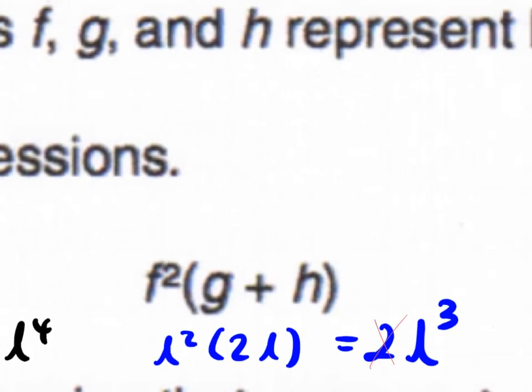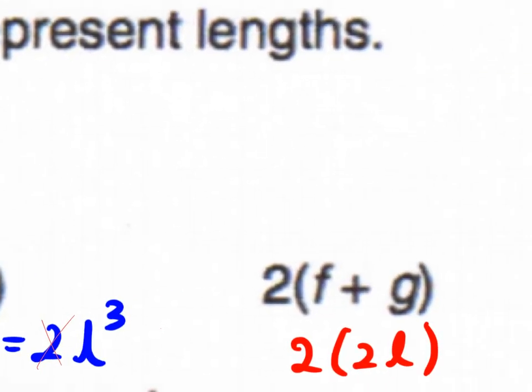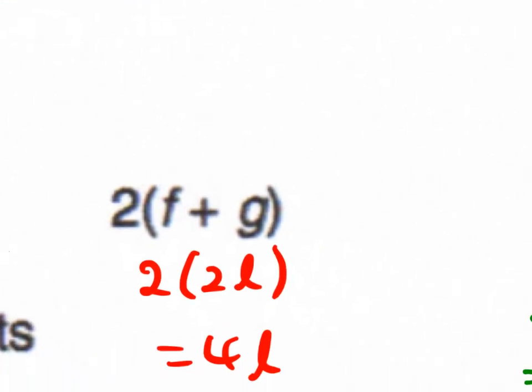Technically, we ignore any numbers here. We don't need to worry about those numbers. This one here, you've got to be, oh no, this one's fine. FG again would be L plus L, which is 2L. 2 times 2L would be 4L.